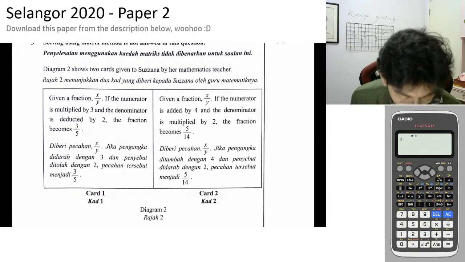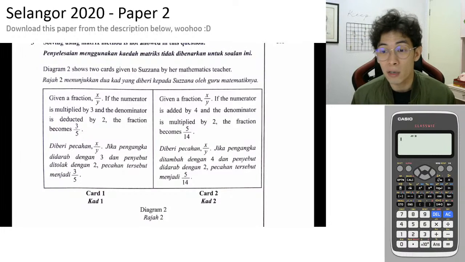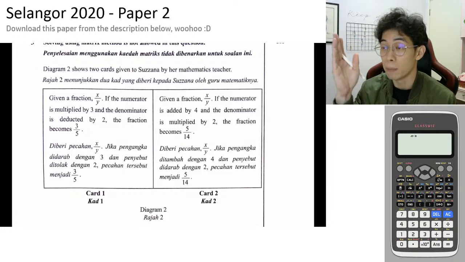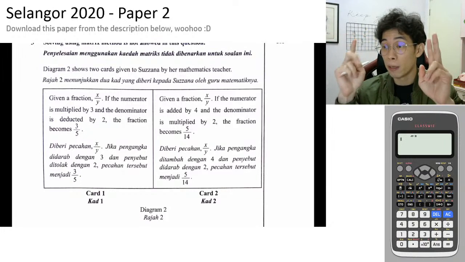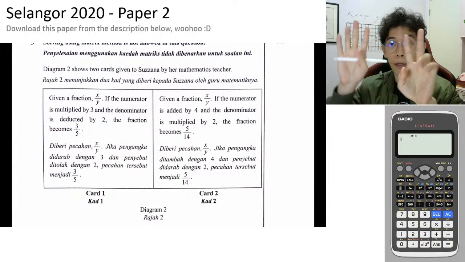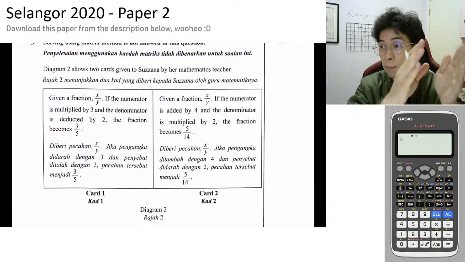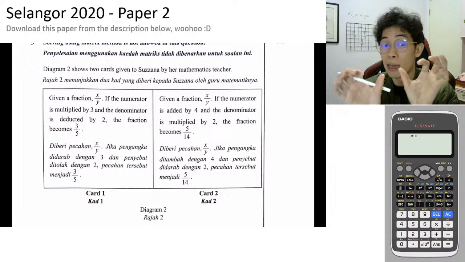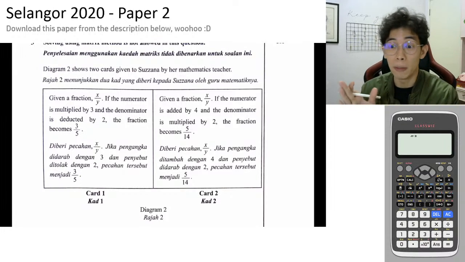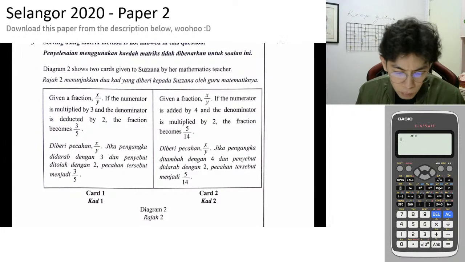Given a fraction x over y, if the numerator... okay, wait, somebody asked why I add them up. Because they say quarantine period, right? In the previous question, you quarantine at home and you quarantine at hospital, and as mentioned by the question, it is the same day. So you just add it up. That's why you have to add up, because they want the total quarantine period. So that's the reason. Okay, back to this.